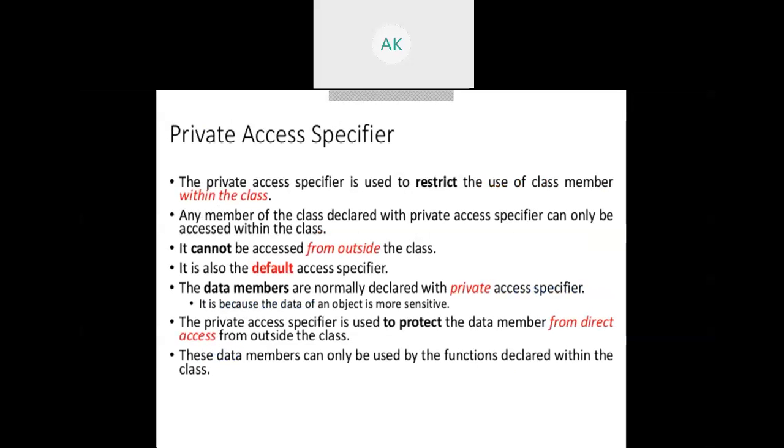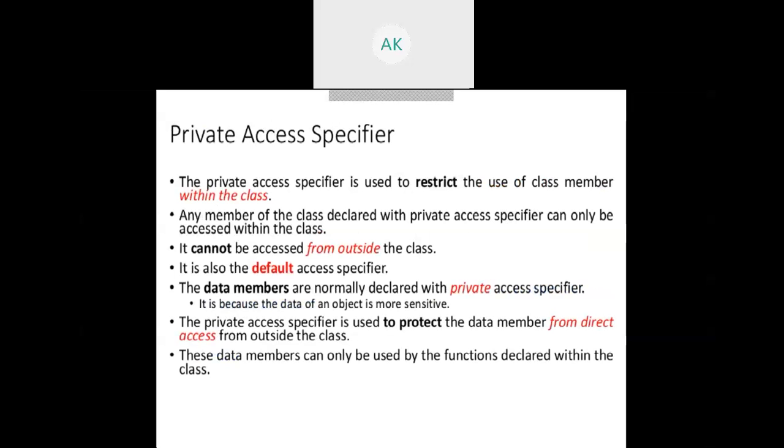Firstly, we will see what the private access specifier is. What happens if we make a data member private? What happens if we make a member function private? When we make a data member or a member function private, then nowhere outside the class is this member accessible.